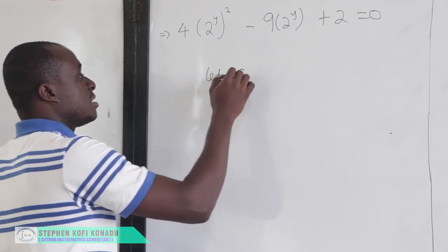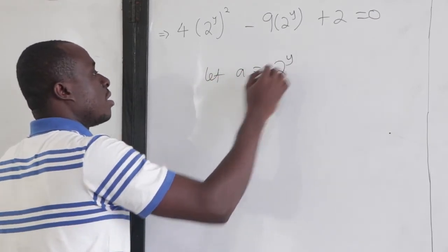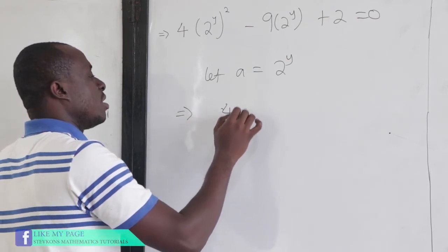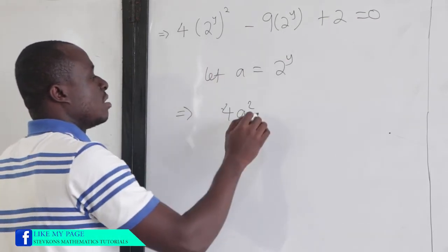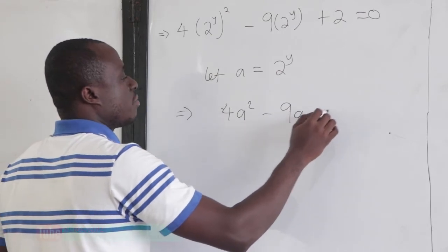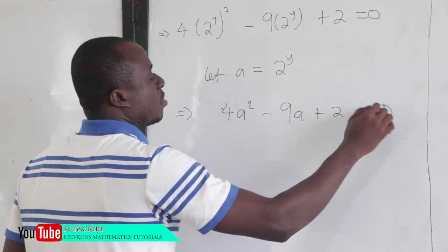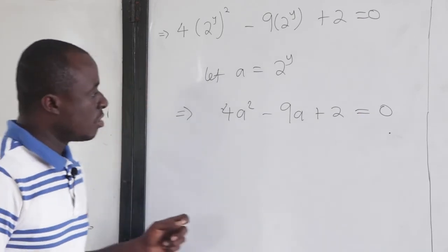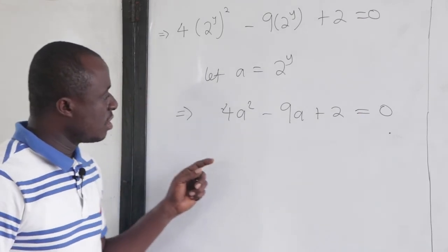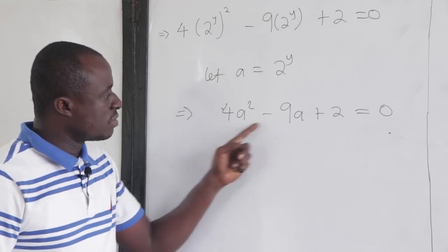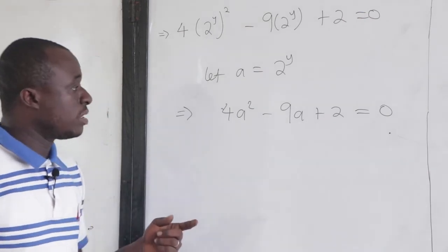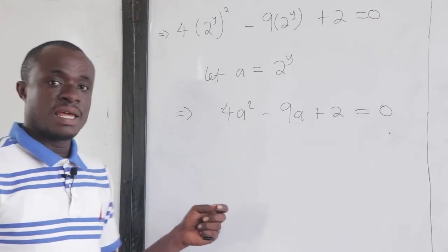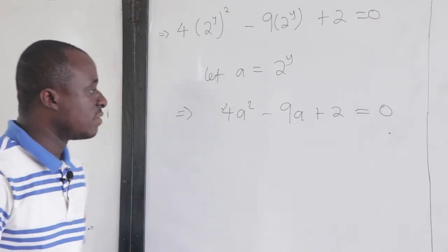So you can say let a be equal to 2 to the power y. This implies that we have 4a squared minus 9a plus 2 equal to 0. Now, this is a quadratic equation of the second case. So 4 times 2, which is 8. Now, when you multiply, you get 8. When you add, you get negative 9. Clearly, negative 8 and then negative 1.